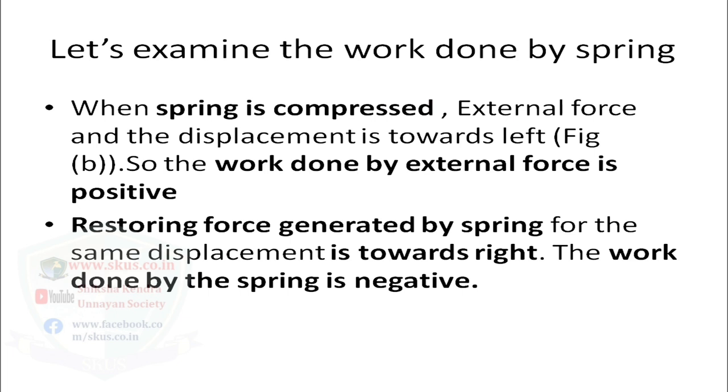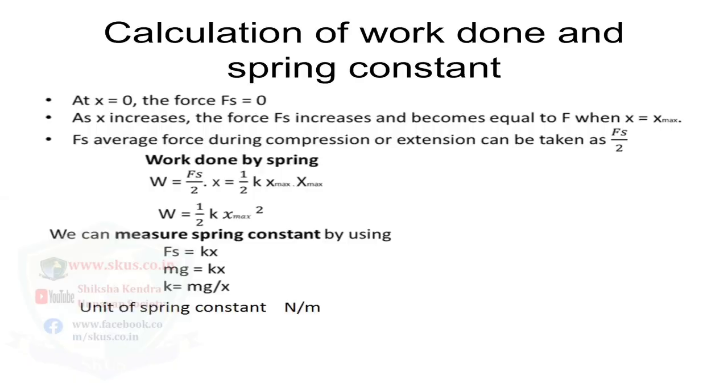Let's examine the work done by this spring. When the spring is compressed, the external force and the displacement are towards the left, as can be seen in figure B. So, the work done by the external force is positive. Secondly, the restoring force generated by the spring for the same displacement is towards the right. Therefore, the work done by the spring is negative. In this case, we have to show mathematically the work done in the case of a spring and the value of the spring constant. In the first case of figure A, at x equal to 0, the force Fs is equal to 0, that is, there is no restoring force acting in a relaxed position.